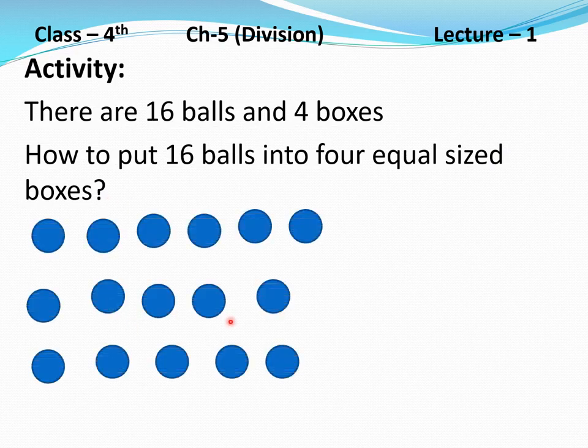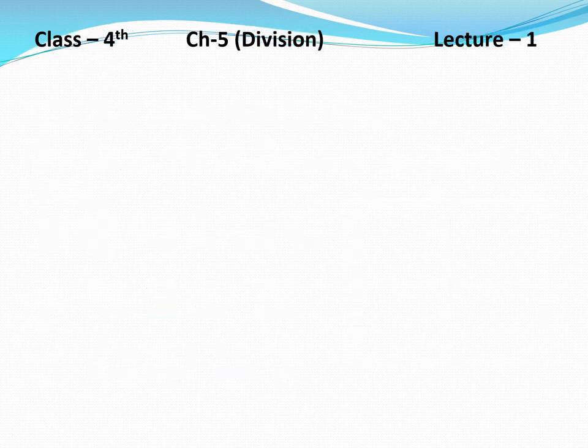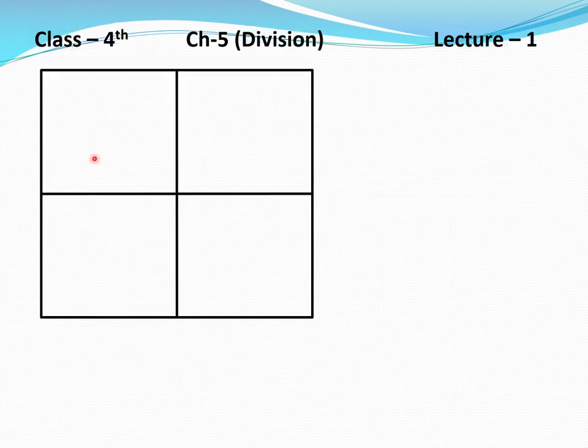There are 16 balls. Okay, 1, 2, 3, 4, 5, 6, 7, 8, 9, 10, 11, 12, 13, 14, 15, 16. And there are 4 equal sized boxes: 1, 2, 3, 4. Now you have to put 16 balls in these 4 equal sized boxes.